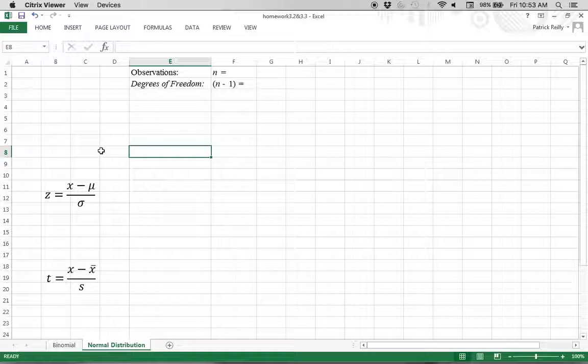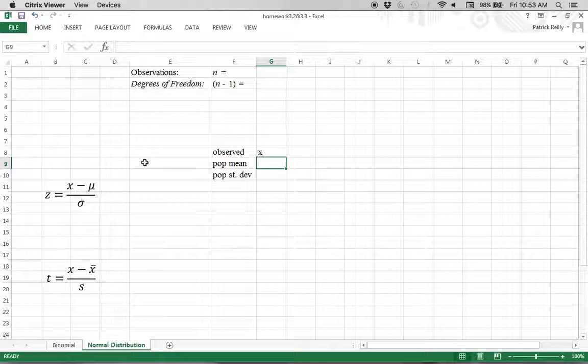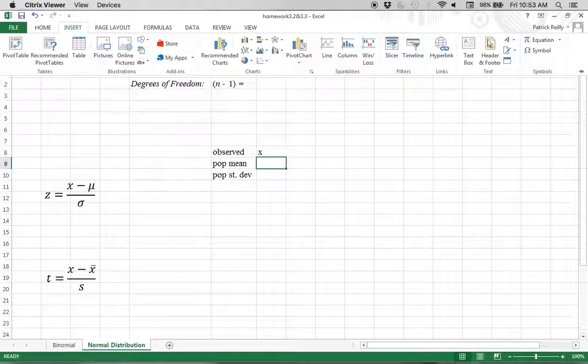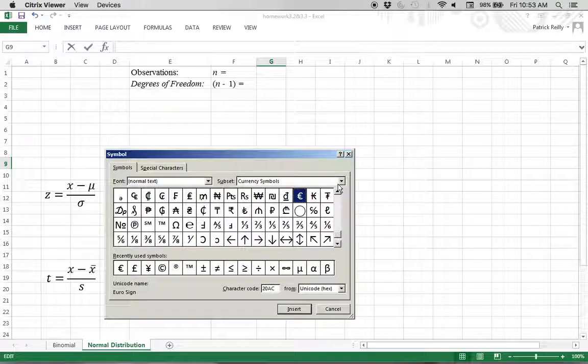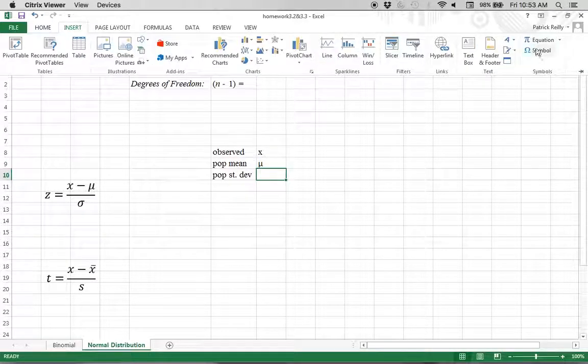All right, so using our formula, we've got what we observe. We've got our population mean and our population standard deviation, right? So what we observe is x, this is mu. Ooh, let's see if we can find a mu. There it is. And this is sigma. And I might have trouble finding sigma.